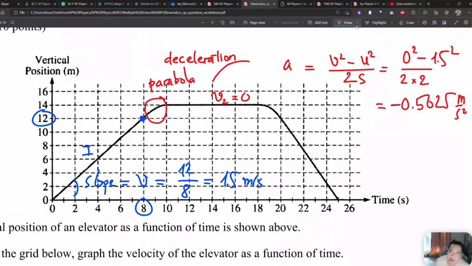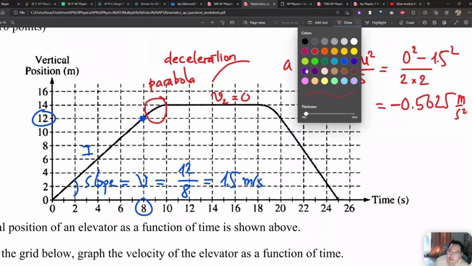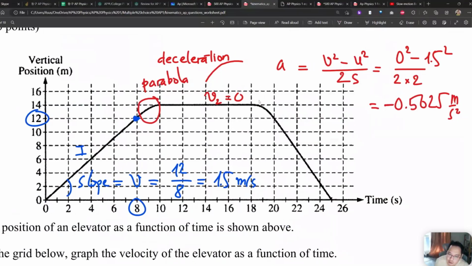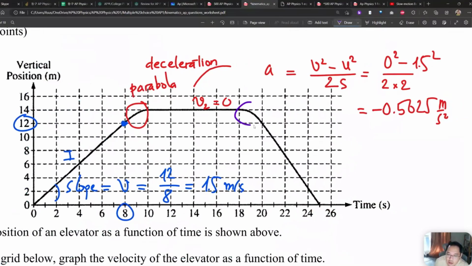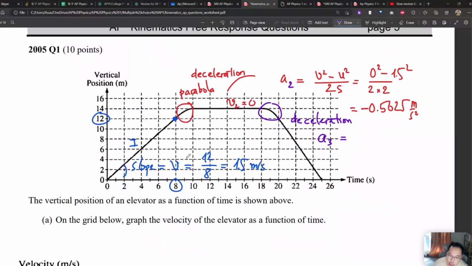The third part, change color again. The third part here is also decelerate. This is A2, this is A3. Calculate it similarly. But I'd like you to do it yourself. Make sure you can do that, because watching is the worst way of learning. Everything you want to improve, you need to practice.